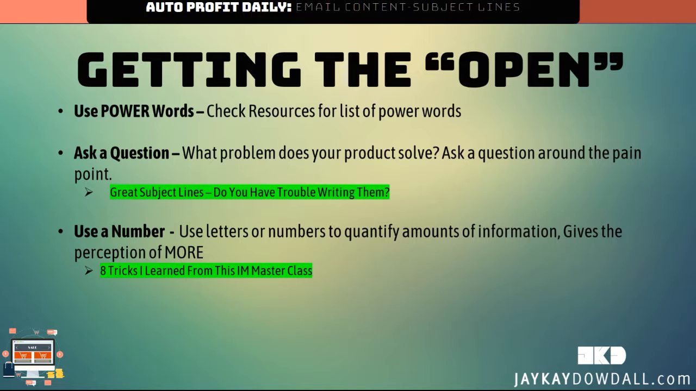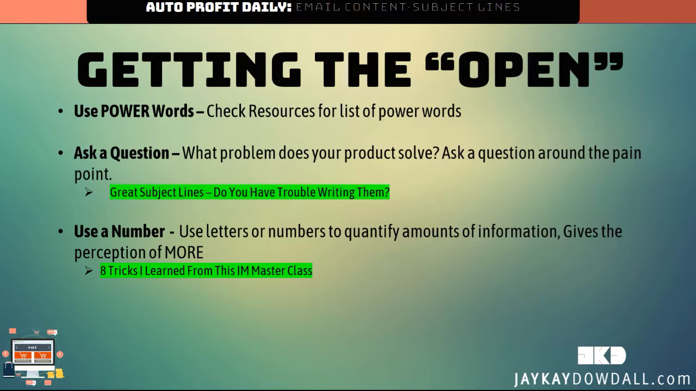But 8 tricks, now I'm quantifying the amount of information. Someone thinks, wow, 8, that's a lot of pieces of information in there. Also, a little side note to this, if you are going to use a number, avoid using a number that's divisible by 5. So don't say 5 tricks or 10 tricks.